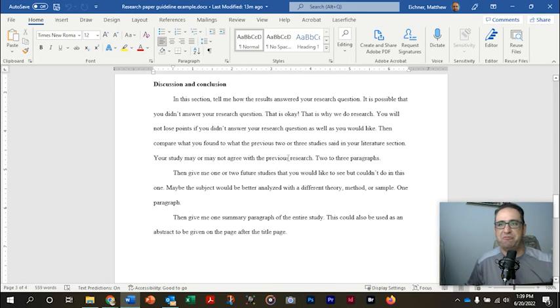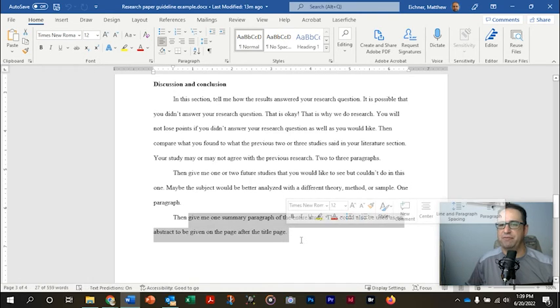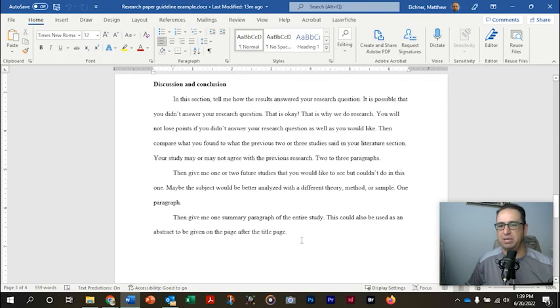So how did it fit in with previous research? Did it agree? Did it not agree? Does it add to it? Let me know. And then give me 2 or 3 future studies that you would like to see but couldn't do in this one. Maybe the subject would be better analyzed with a different theory or method or sample, okay? So that's future studies. And then give me 1 summary paragraph of the entire study from beginning to end.